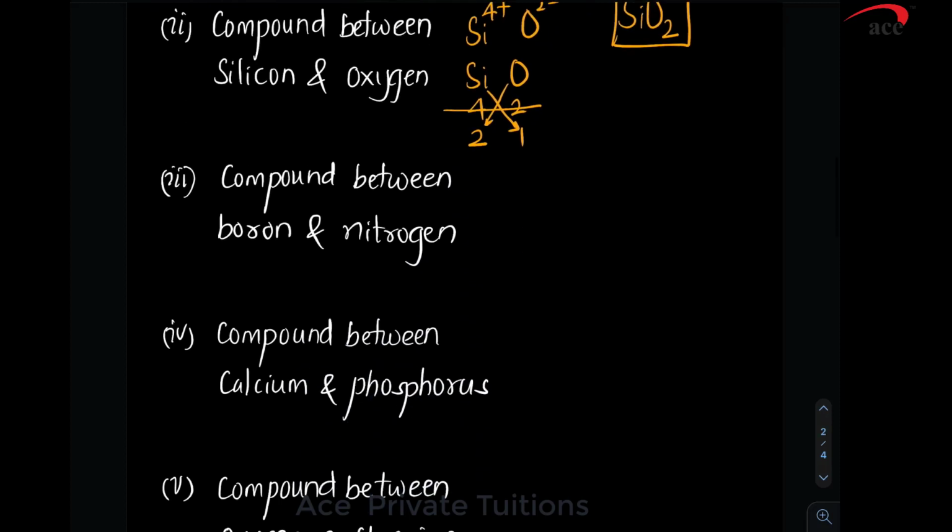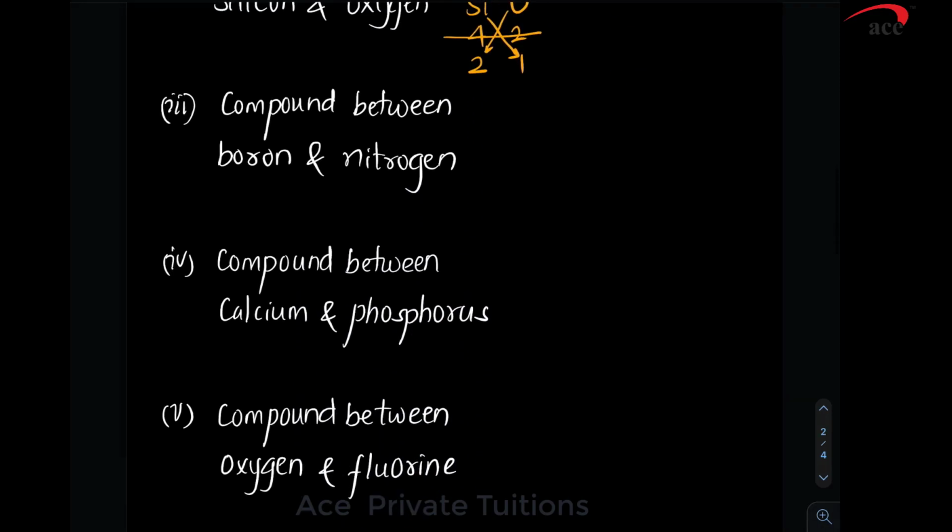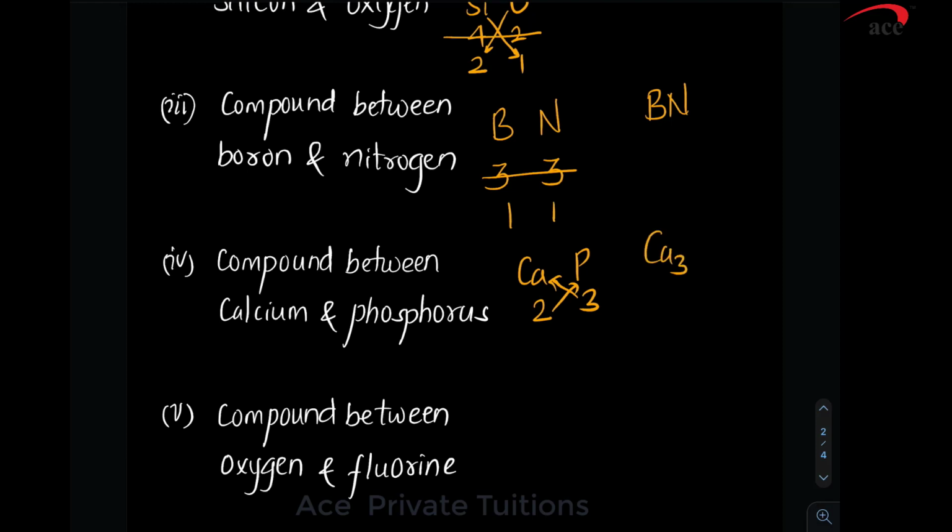Coming to the next one, the compound between boron and nitrogen. Boron valency 3, nitrogen valency 3, simplified 1 1, therefore the formula will be BN. Calcium and phosphorus: calcium valency 2, phosphorus valency 3, cross multiply, so Ca3P2. That is the formula between calcium and phosphorus.